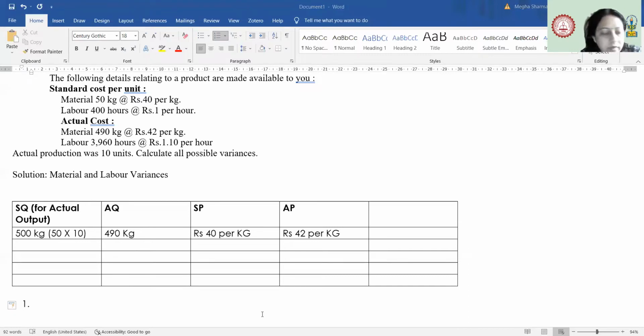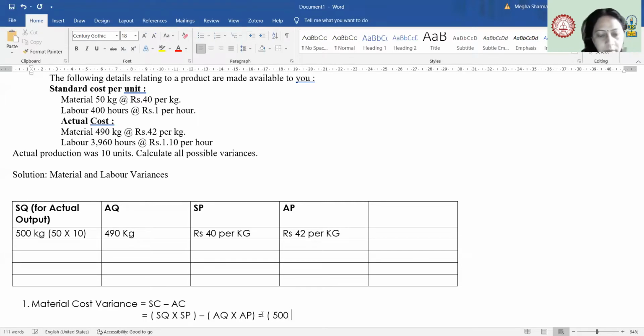First one, in case of your material variances, what is material cost variance? So I can write over here material cost variance. What is the formula of your material cost variance? Standard cost minus your actual cost, right? Now, in order to calculate your standard cost, you can further subdivide. Standard cost is standard quantity multiplied by standard price. Similarly, actual cost is actual quantity into actual price. Now, as per your table, you know all these components, so you can easily calculate these variances.